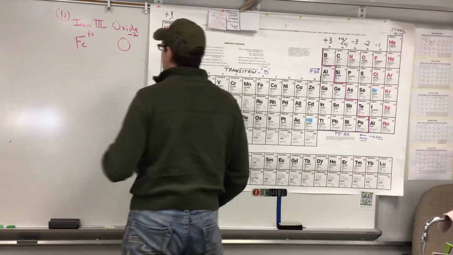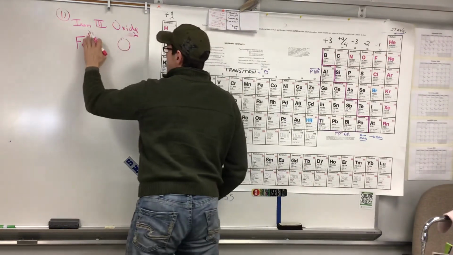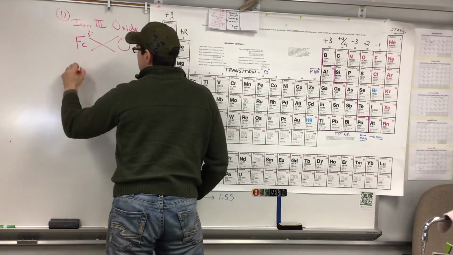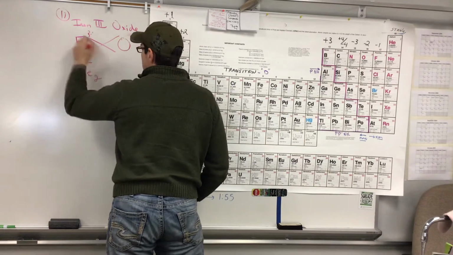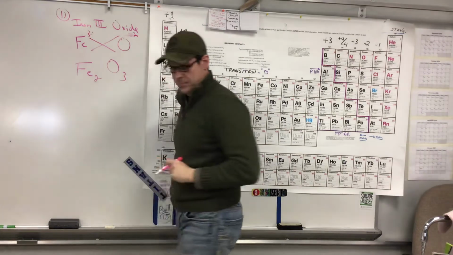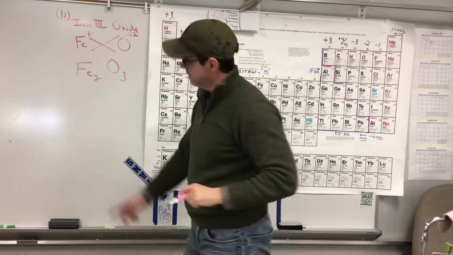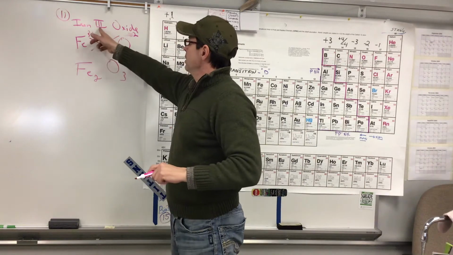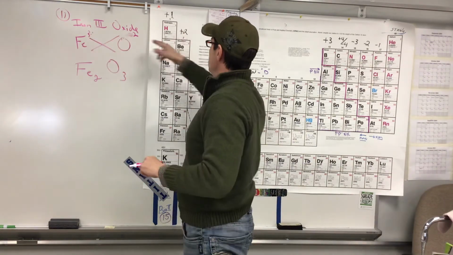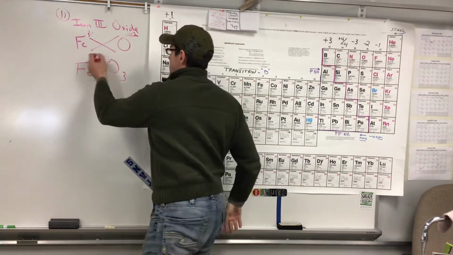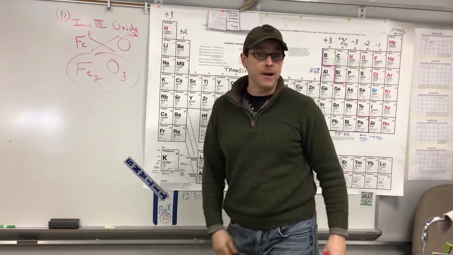I need to make it into a compound. Remember, drop the charge, start crisscross, bam, bam. So this is going to be Fe2O3. So that was number 17. Fe2O3. Plus 3 charge, -2, drop the charge, drag them down. That's my answer, Fe2O3.